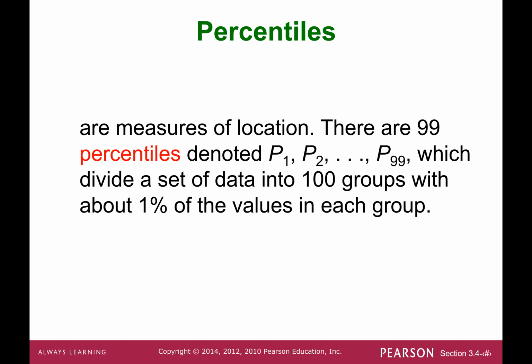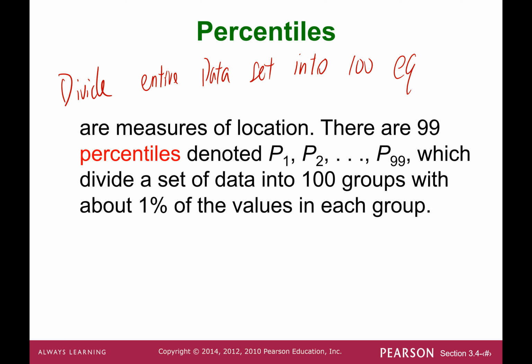Now let's move on to percentile. The percentile concept basically divides the entire data set into 100 equal groups. Each group occupies 1%. There are 99 percentiles denoted, so P1 represents percentile 1.